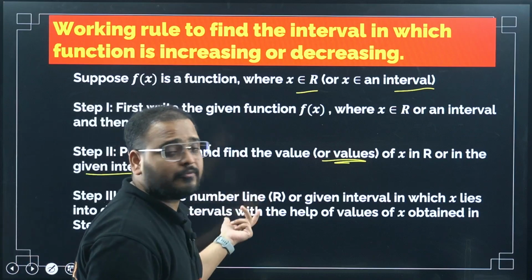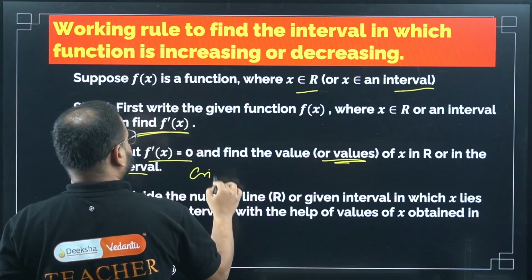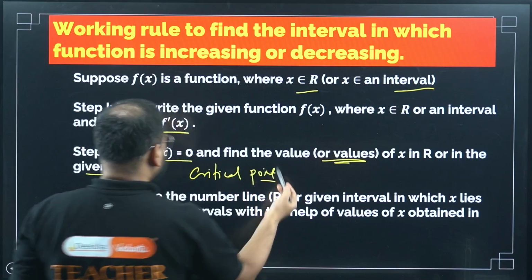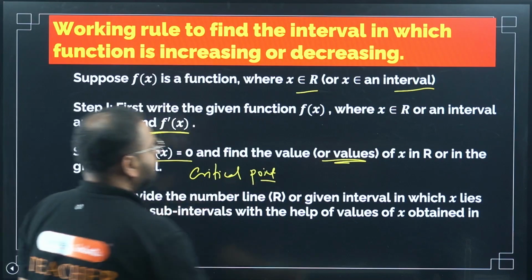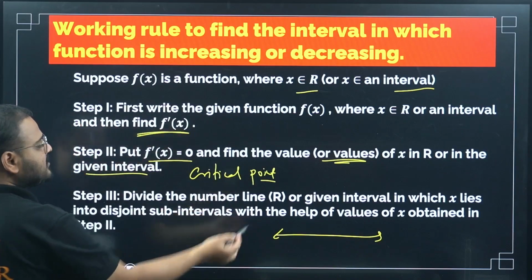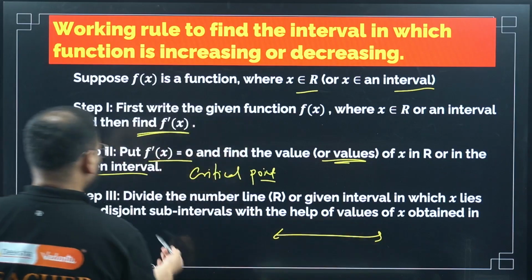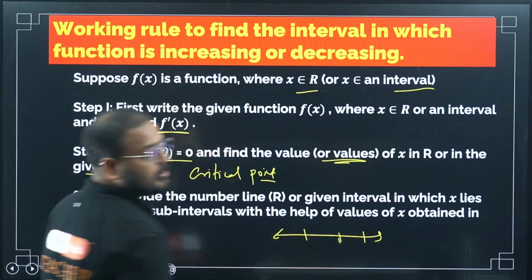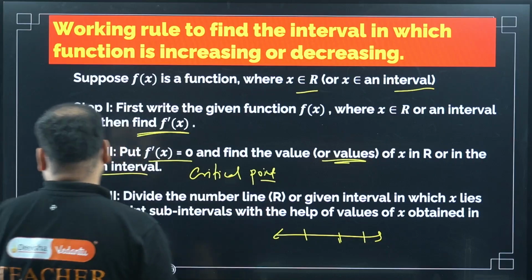Once you find the values, what are they called? They are critical values, critical points. Once you find them, divide the number line. The number line was like this. Divide it into intervals using these critical points, and you create the sub-intervals like this. So 1, 2, 3, 4 you can create, based upon the number of critical points.